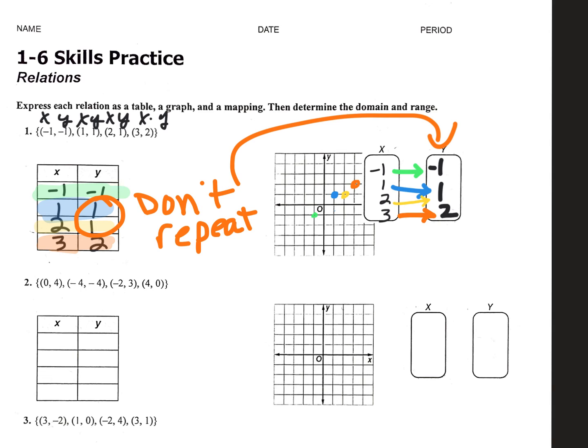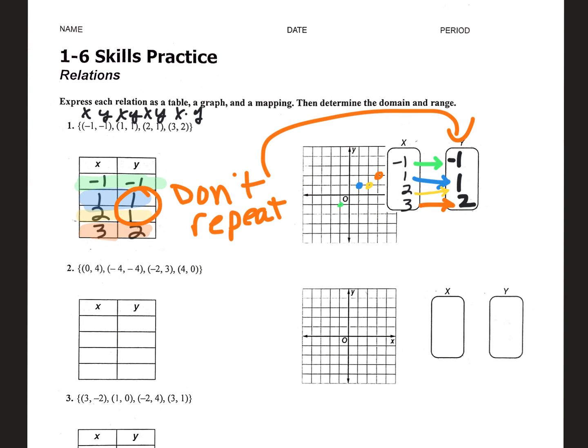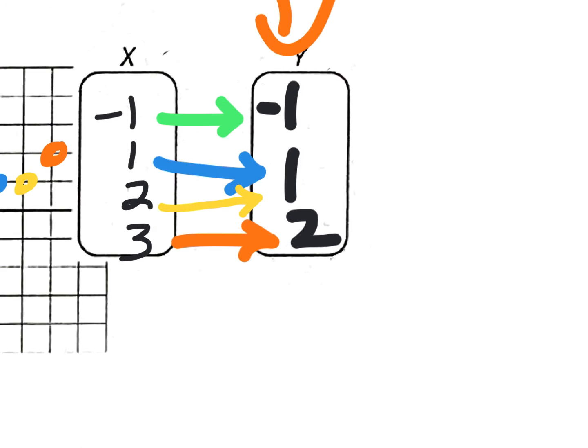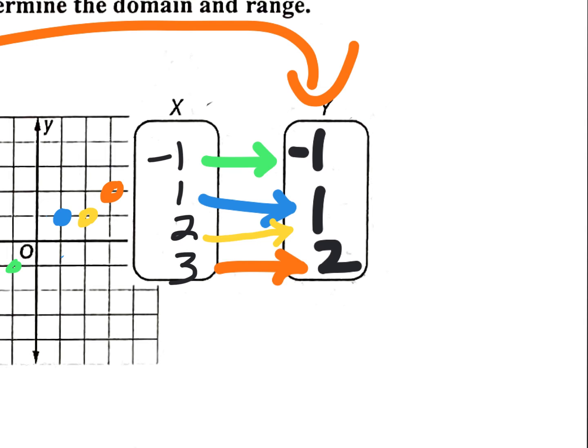It's important to note on the mapping, I put them in order from least to greatest, but you don't have to, okay? It does make it helpful, though, when we're doing the last part. So, again, for the mapping, you literally just take your X values, put them down the left-hand side, take your Y values, put them down the right-hand side. Don't repeat any values and add your arrows to connect what goes together.